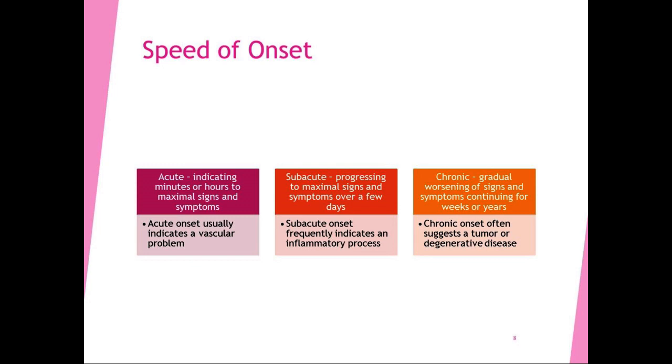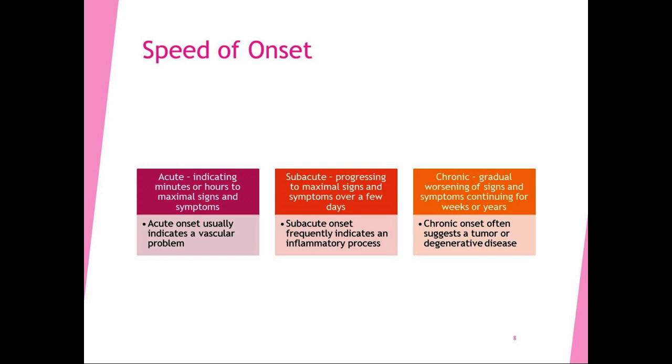Chronic onset is a gradual worsening of signs and symptoms continuing for weeks or years. Chronic onset often suggests a tumor or a degenerative disease. So Parkinson's has a chronic onset. MS has a chronic onset. Lots of different things have chronic onsets.